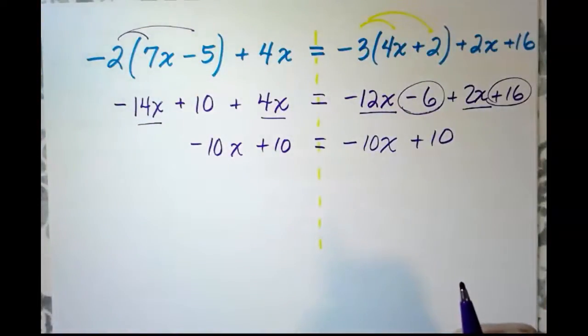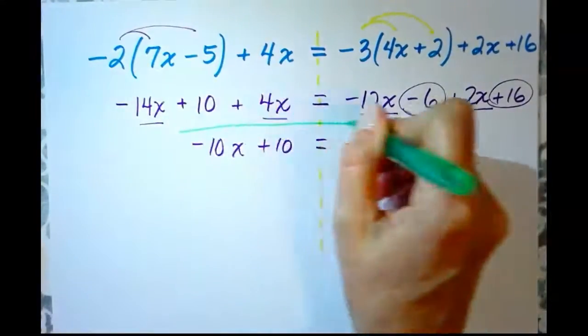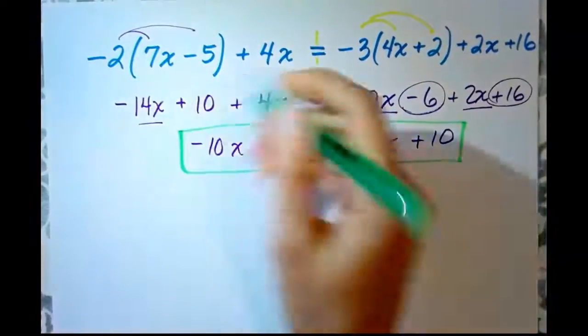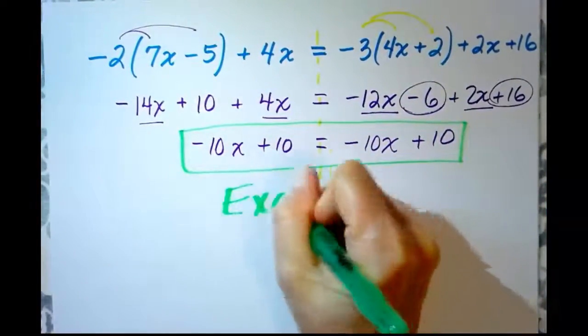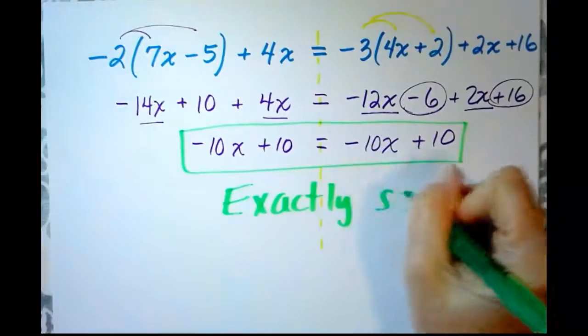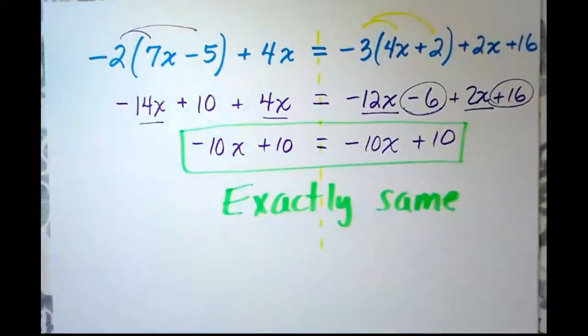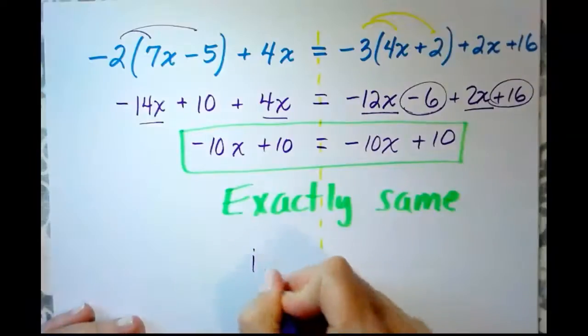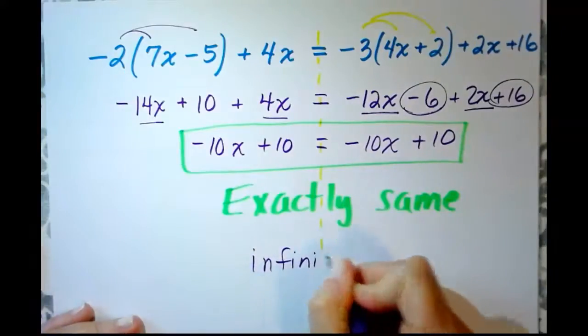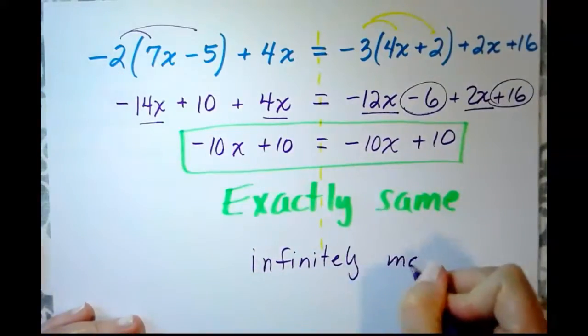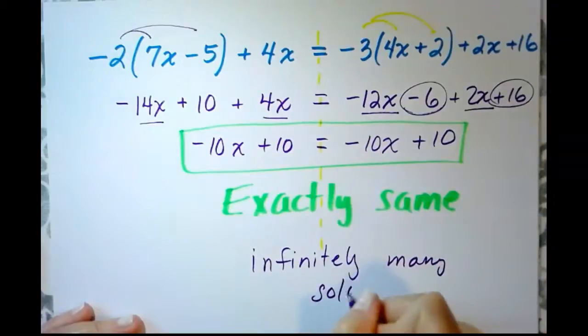But very honestly, we don't need to go any further at all, because we can see that the left-hand side and the right-hand side are exactly the same, exactly the same on both sides. So we don't need to go any further because we know that if the left-hand side is exactly the same as the right-hand side, there are infinitely many solutions.